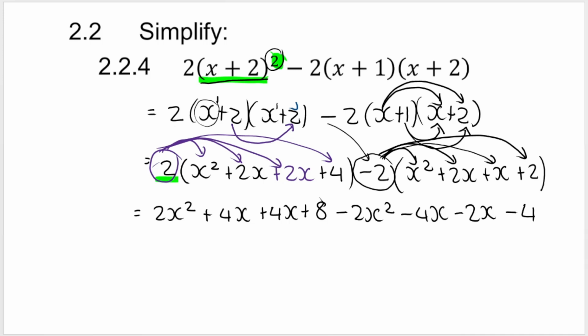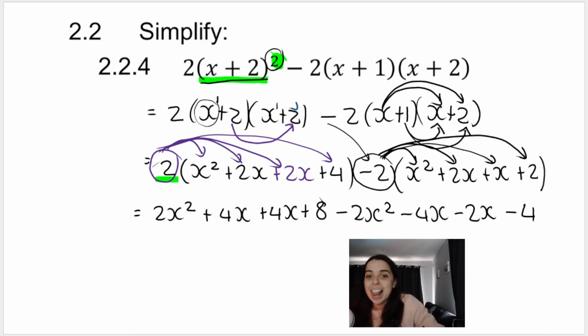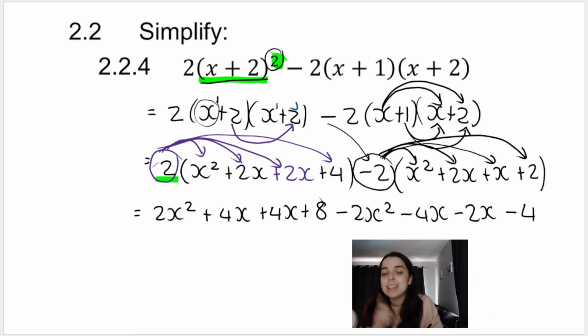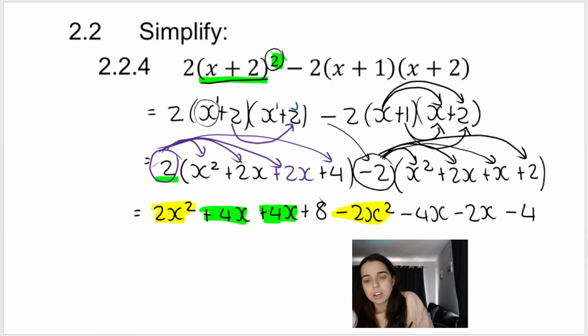Now what we can do is get like terms together. Remember, as I said earlier in the video, like terms have the same variable and the same exponent. So in this case, 2x squared is the same as negative 2x squared. Why are they the same? Because x squared and x squared. Then these are the same: 4x, 4x, negative 4x, and negative 2x. And last but not least, the ones without variables, 8 and minus 4, those are the same. So we're going to put those together.